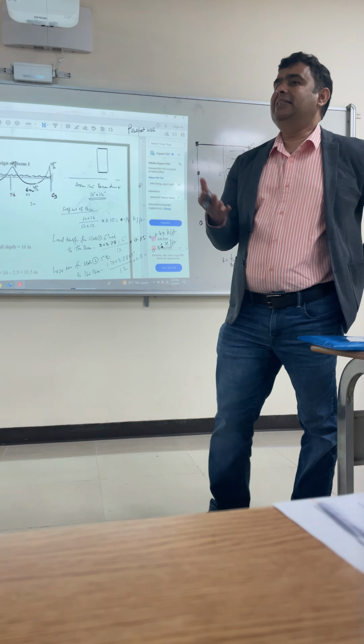Here, is there any other load which is going to the beam? We calculated the self weight of the beam. We calculated the load from here. We calculated the load from here. Is there any other load coming here? Live load. Okay, live load is coming.